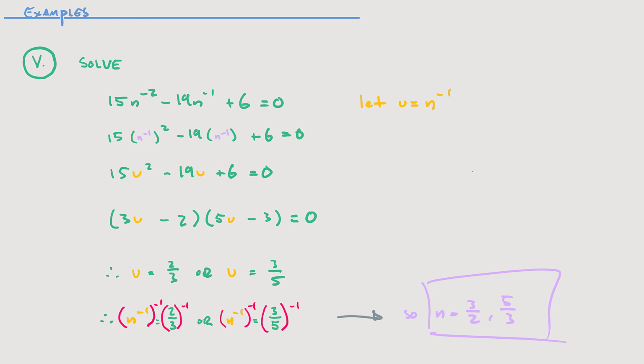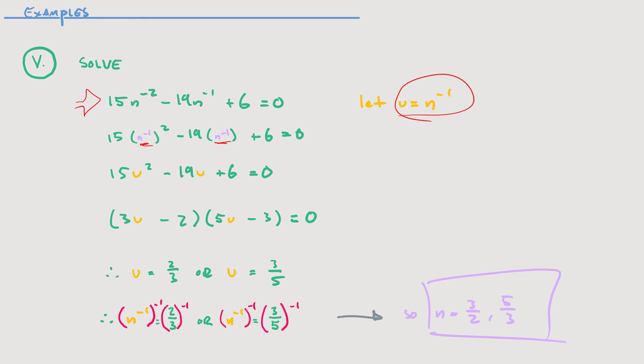You can do this when you have negative exponents as well. So this one I just showed the whole thing. The original equation is here. You have 15n to the minus 2 minus 19n to the minus 1 plus 6 is equal to 0. And what I did is I let U be n to the minus 1 so that I could rewrite it like this. Right? And again, I'm just taking advantage of exponent properties.